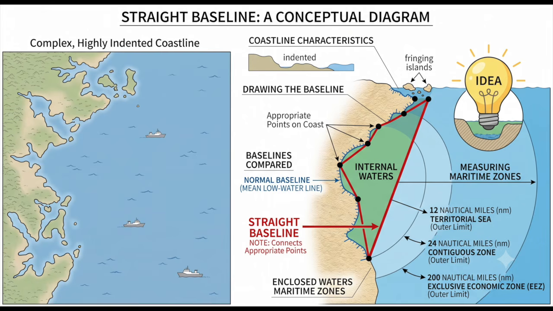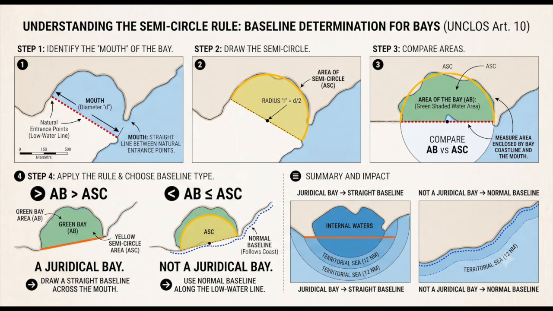But there are really strict rules for this. They can't depart appreciably from the general direction of the coast. There's also this thing called the semicircle rule for bays, which makes sure that only true, deeply enclosed bodies of water can be closed off with a straight line.